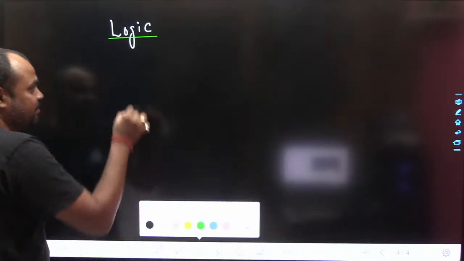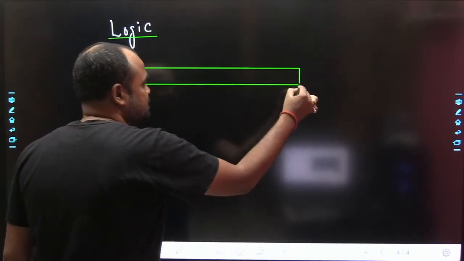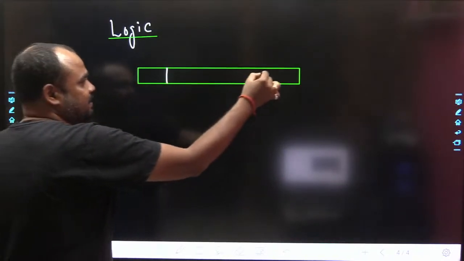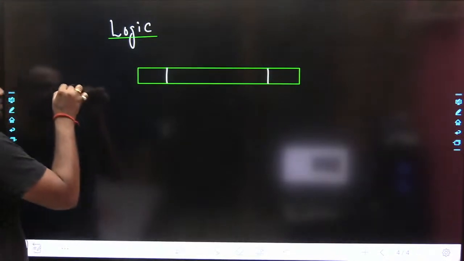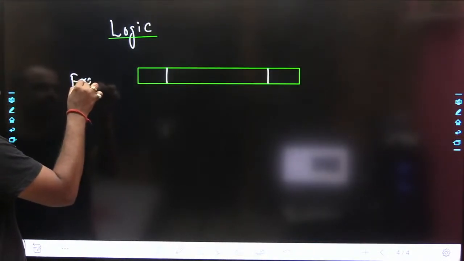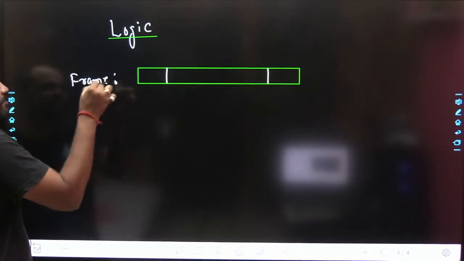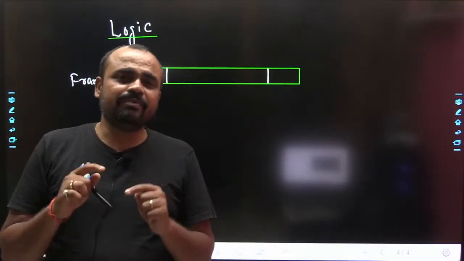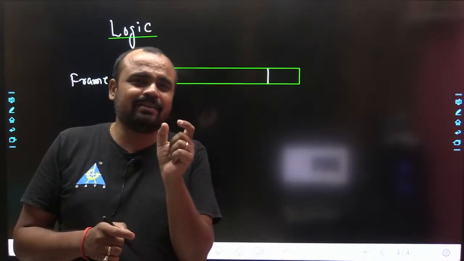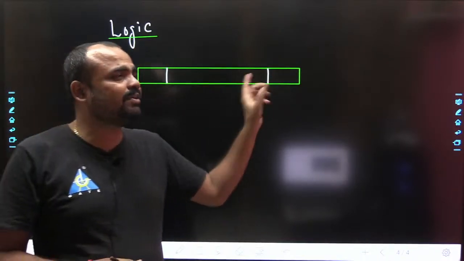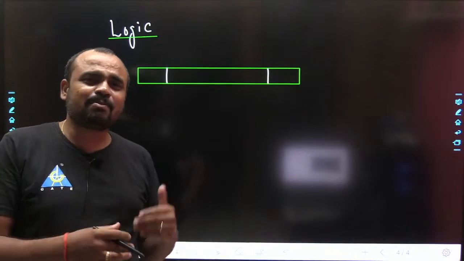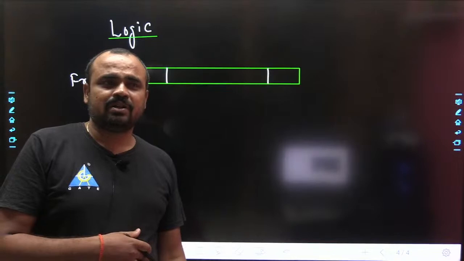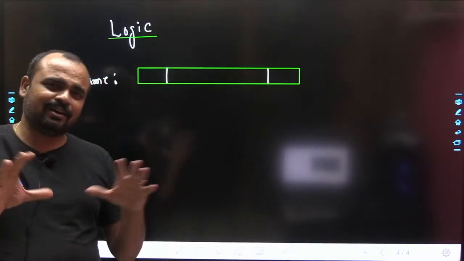We are creating a frame. Suppose this is the frame. At the beginning and ending, if we insert a special bit pattern at the beginning and the ending of the frame, then there is a possibility that the receiver would be able to distinguish the frame. Just try to imagine a real situation.